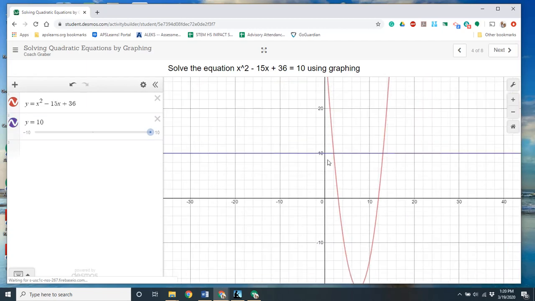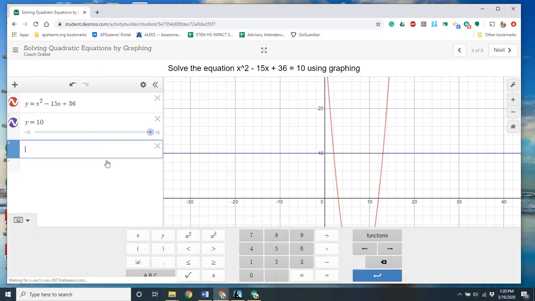Now, in this case, I can see where they cross here and here. So I'll click around where they cross, and then it tells us the exact numbers. So the solutions are x is equal to 2 or 13. Those are my two solutions.